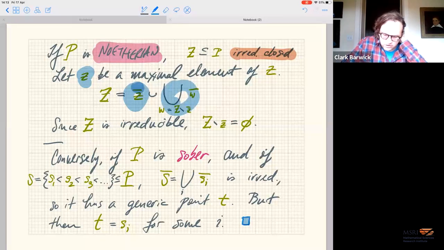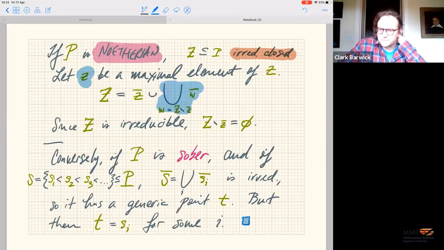But if this is an irreducible thing, then it has to be the case that this piece here doesn't actually exist at all. Right, because it's irreducible. Irreducible means that you can't write it in a non-trivial fashion as a union of proper closed subsets. So that means that this other piece must actually have already been contained in the closure of little z. So that means that little z was in fact a generic point.